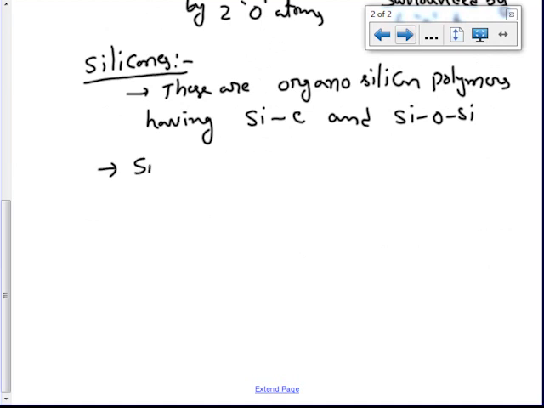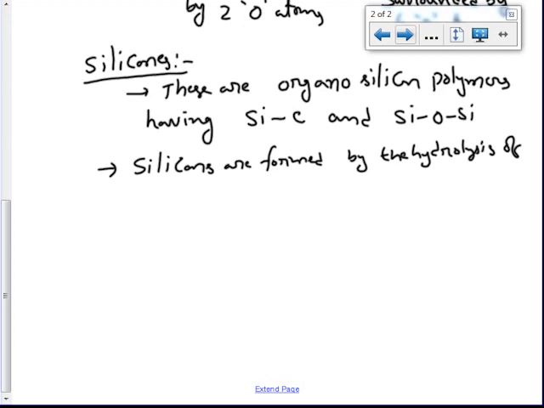So silicones are formed by the hydrolysis of alkyl or aryl substituted chlorosilanes.